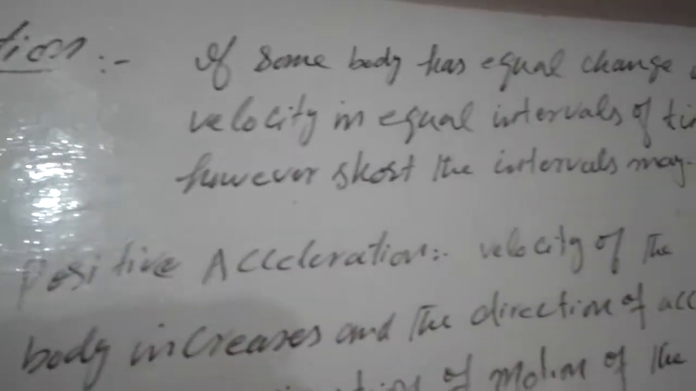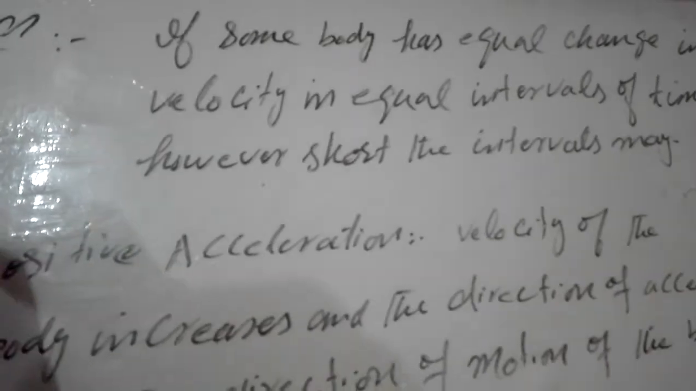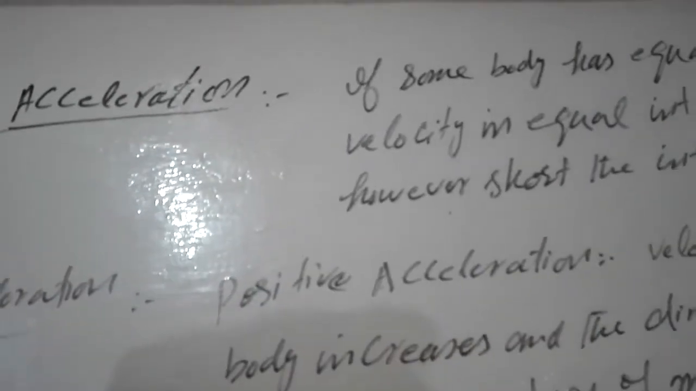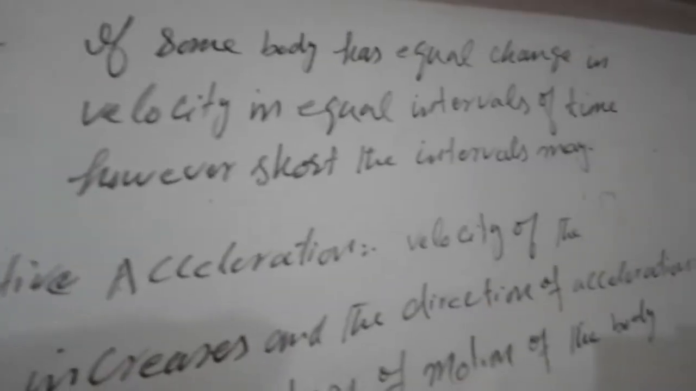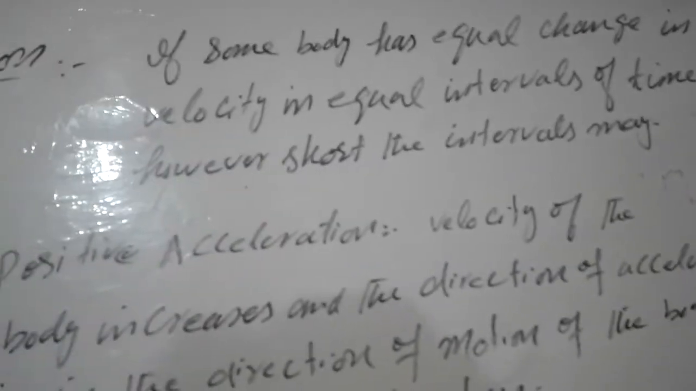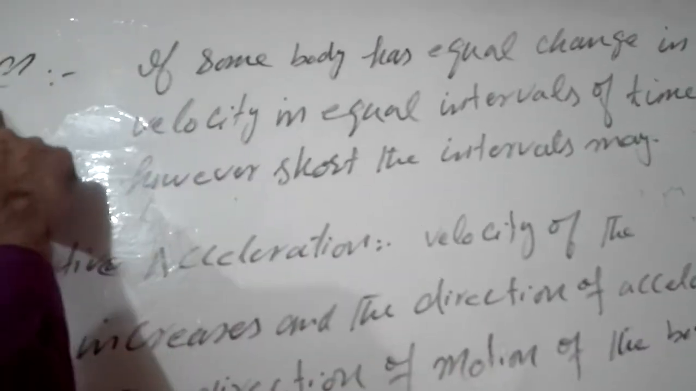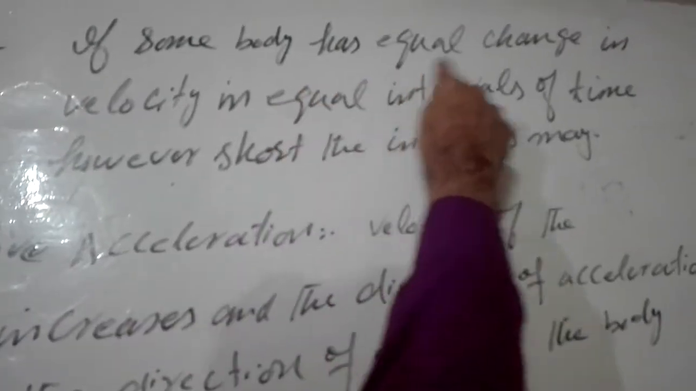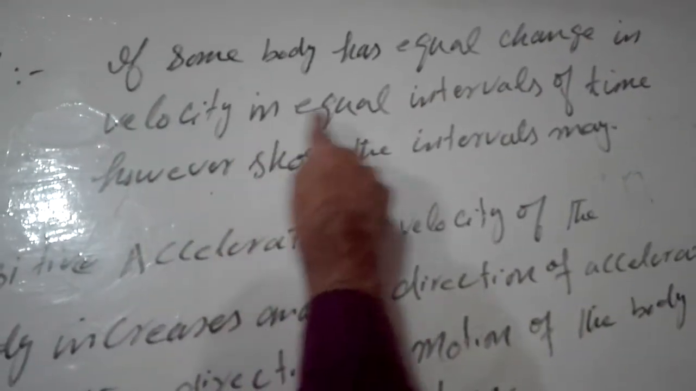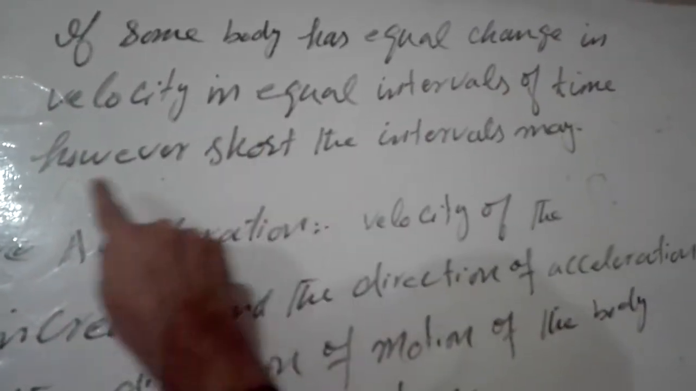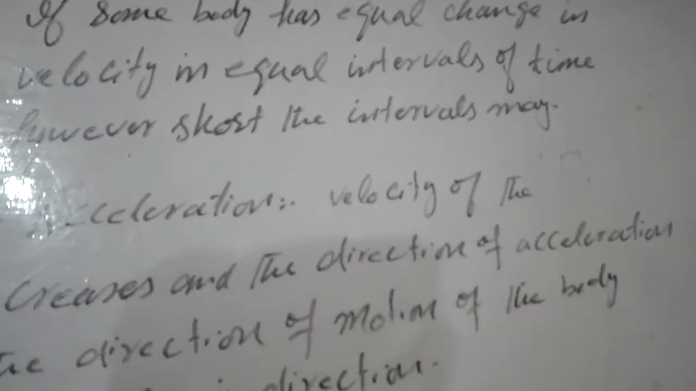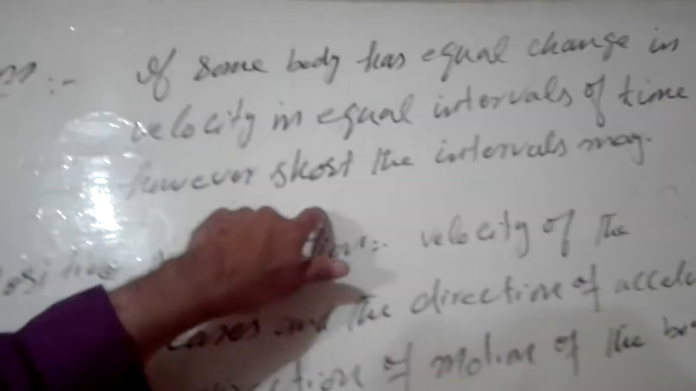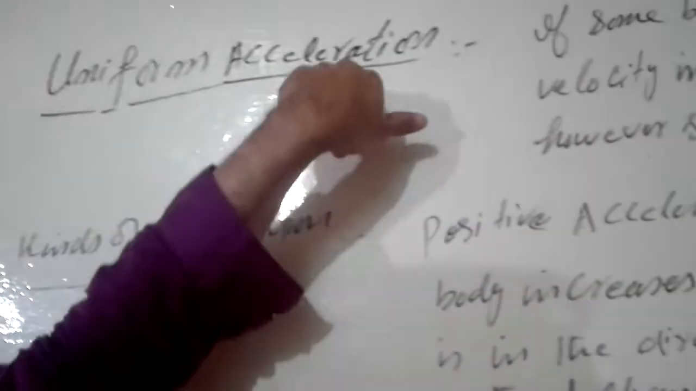As I have explained to you in my previous lecture, acceleration is always produced whenever there is a change in velocity. So whenever you have to define uniform acceleration, you have to start with the words change in velocity. So you will write: if a body has equal change in velocity in equal intervals of time, however short the interval may be, then that acceleration of the body is known as uniform acceleration. I think you must have understood.